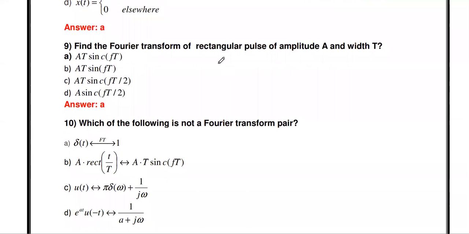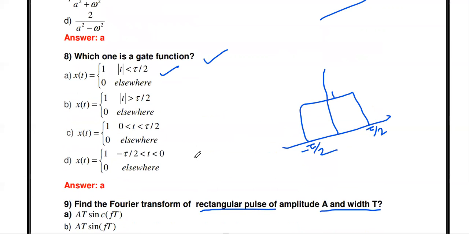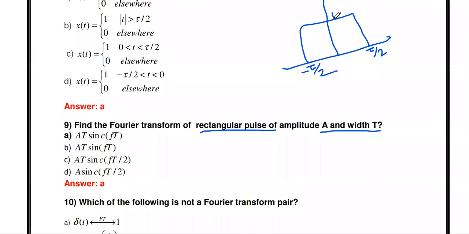Then find the Fourier transform of a rectangular pulse of amplitude A and width T. So we have to find the Fourier transform of a rectangular pulse of constant amplitude A, and this width is capital T. Capital T means the lower limit is minus T by 2 and the upper limit is plus T by 2. So what is the Fourier transform of this rectangular pulse?